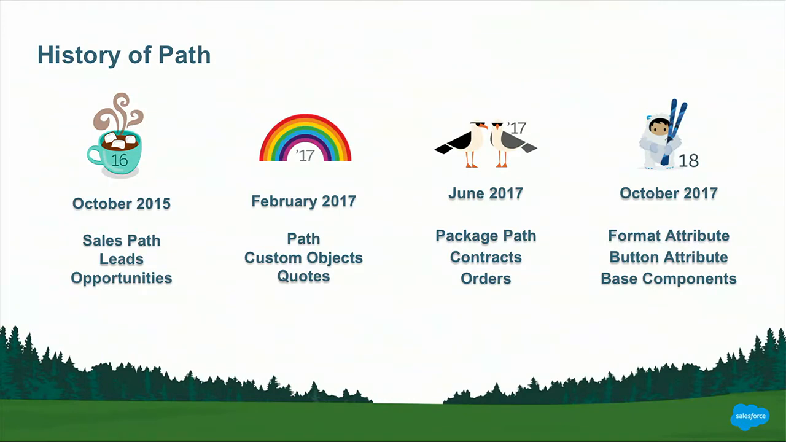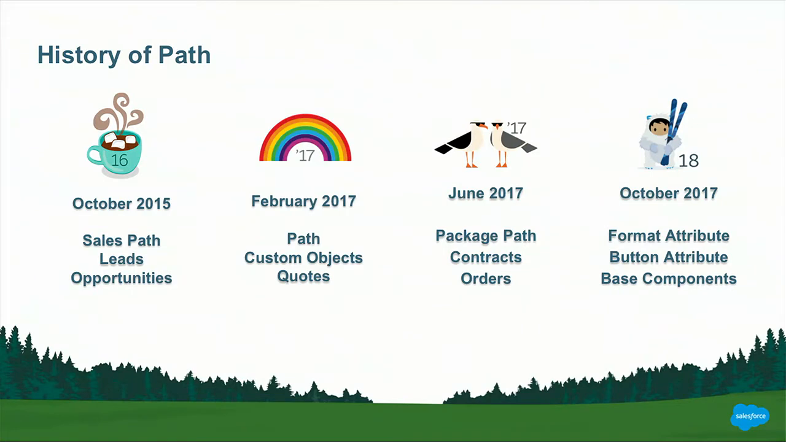Now, it's worth understanding a little bit of the history of Path to understand how we've gotten to where we are today. Back in 2015, we saw a very clear use case for Path, where it could be used to help sales reps and guide them through the sales process, keep them focused, and ultimately help them close deals. So back then, we released Path under the name Sales Path for the Opportunities object in the Sales Cloud, as well as for the Leads object.